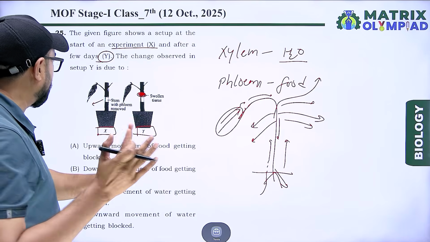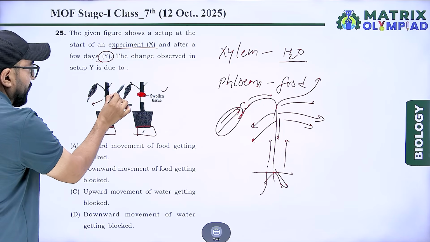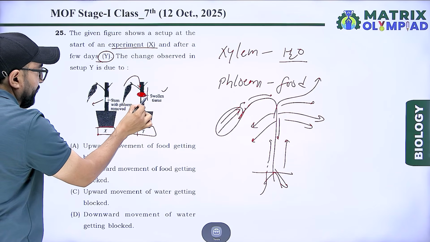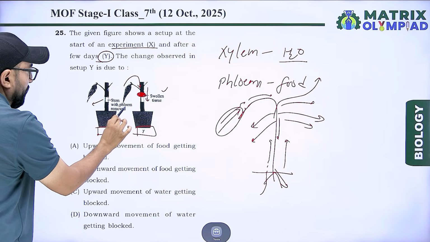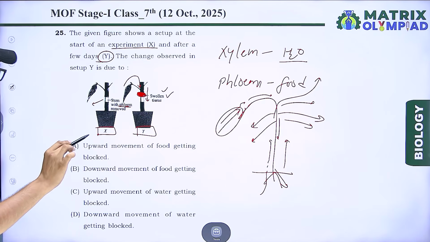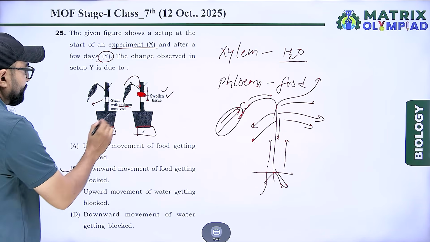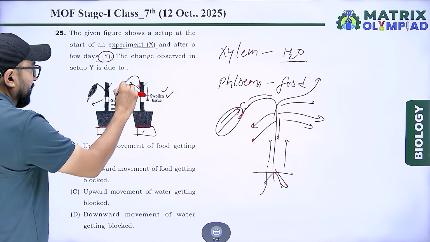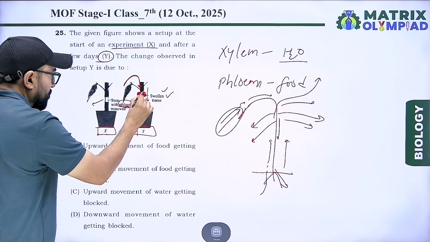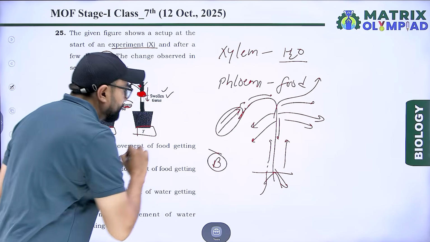According to this experiment, this site is swollen. It means food supply from this part downward has stopped because we removed the phloem, so this site swells up. Downward movement of food is getting blocked because we removed the phloem, and food movement downward through the phloem is stopped at this place. So the right answer is option B.